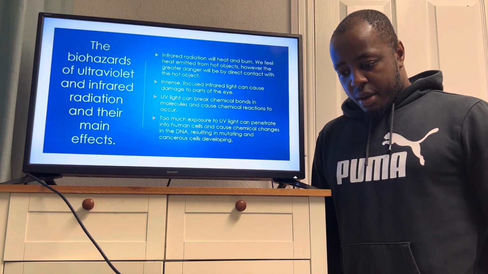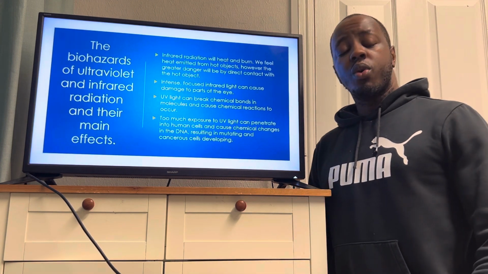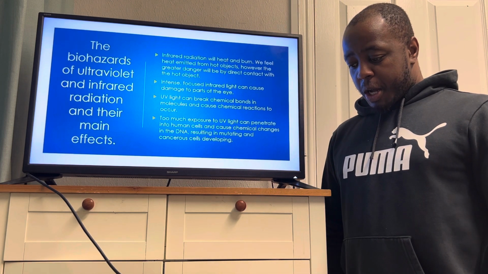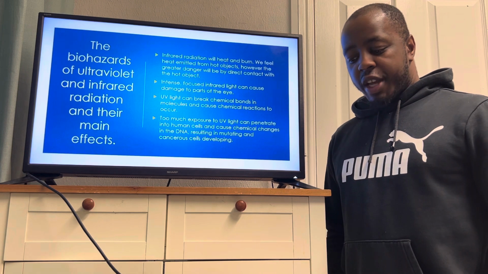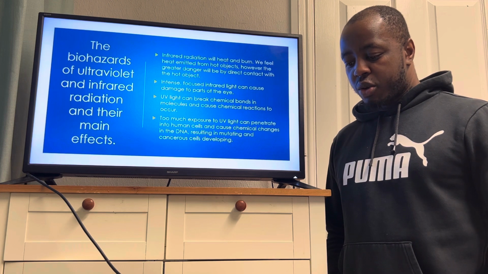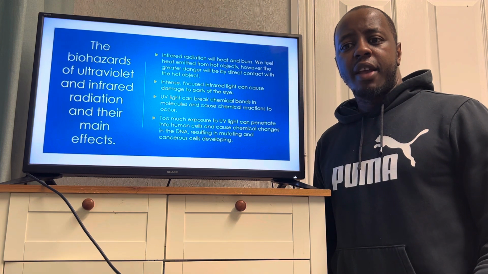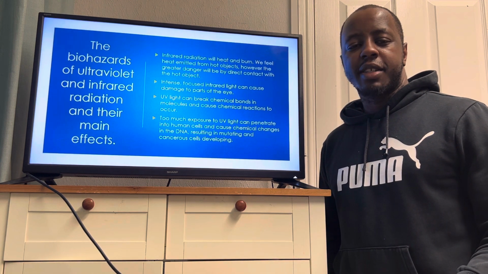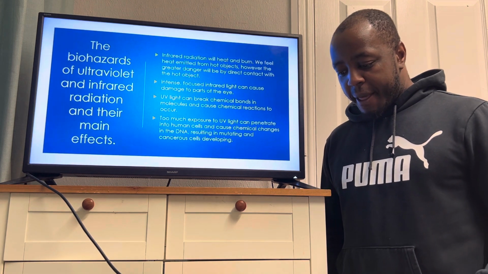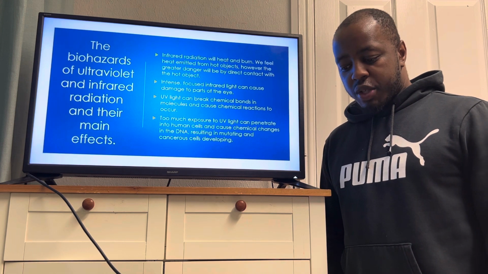Right, the biohazards. Right, infrared radiation will hurt and burn. Right, we feel heat emitted from hot objects. However, the greater danger will be direct contact with the hot object. Say you heat up a metal, it turns red. Then if you touch the red part, that's where the danger is. That's basically what it means there. And intense focused infrared light can cause damage to parts of the eye.